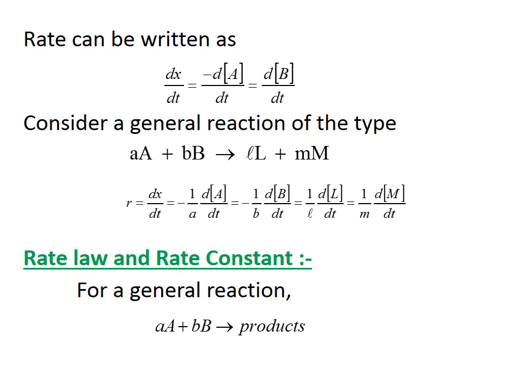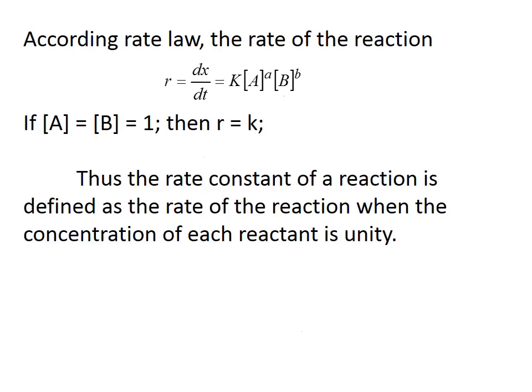Then the rate law and rate constant. For a general reaction, aA plus bB gives product. According to the rate law, the rate of the reaction R equal to dx by dt will be equal to a rate constant K into concentration of A power a into concentration of B power b. This equation is known as the rate equation, and small a and small b are the number of moles. Let us assume if concentration of A equals concentration of B equals 1, then R will be equal to K.